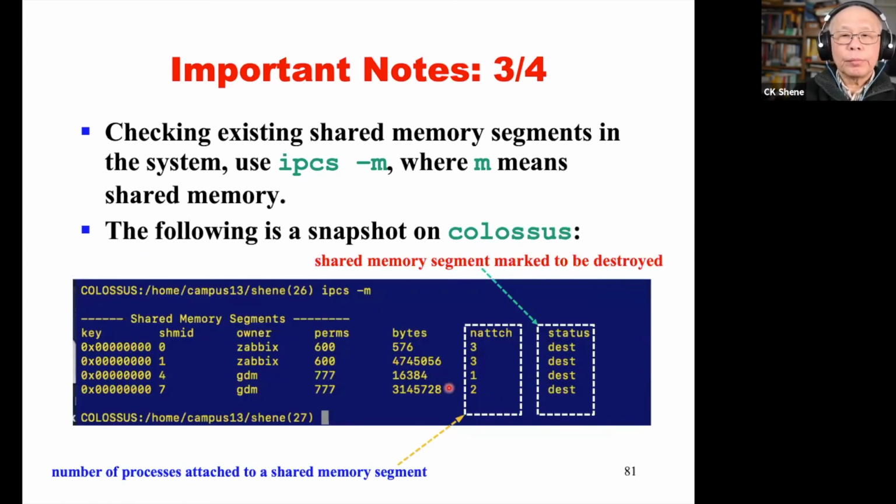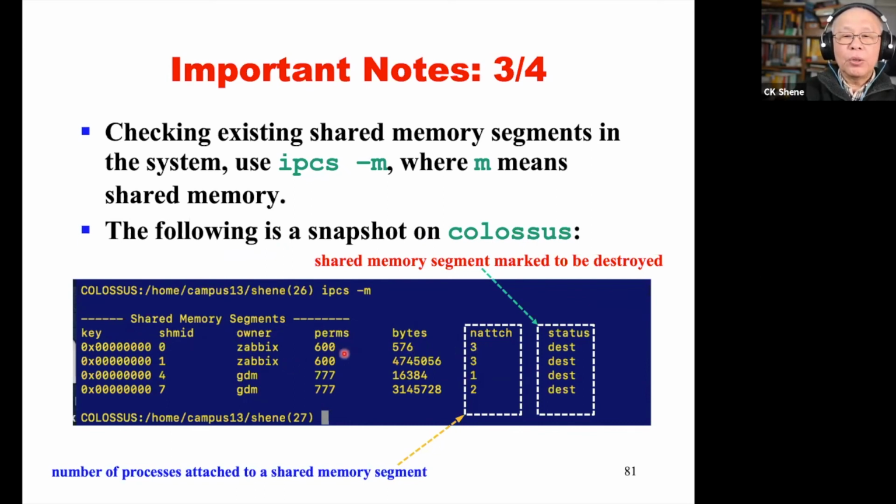Now, I tried it again and logged into Colossus. I'm sure many of you would use Colossus. So this is the output. We have the same output: the key, the shared memory ID, the owner. These two users are probably system administrators. Permission 600 means what? Remember? This shared memory can only be read or written by this user. And the size of it is 576 bytes.